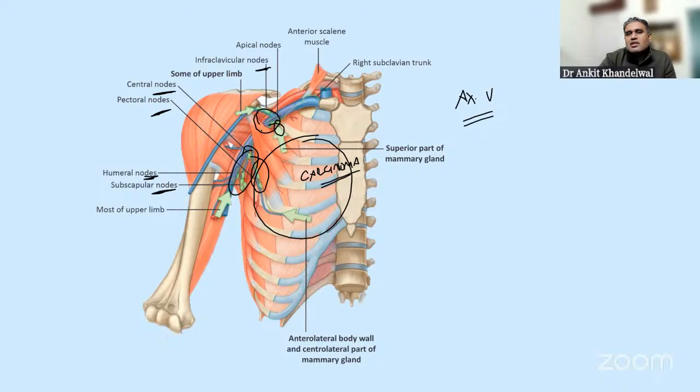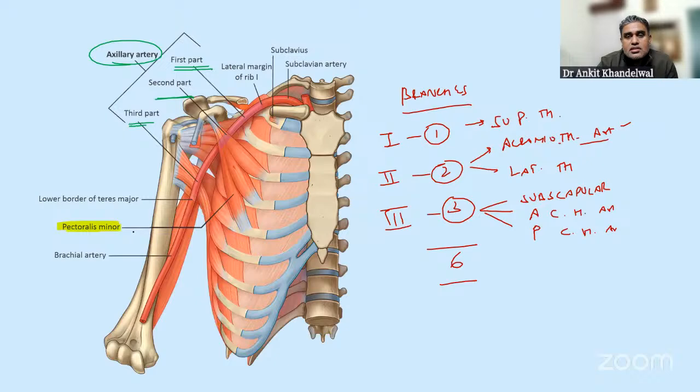That can easily compress the artery, not totally, but even a bit of compression of the artery can decrease the blood supply going to the upper limb. Therefore, we have to know these anastomoses, what we have seen just now.